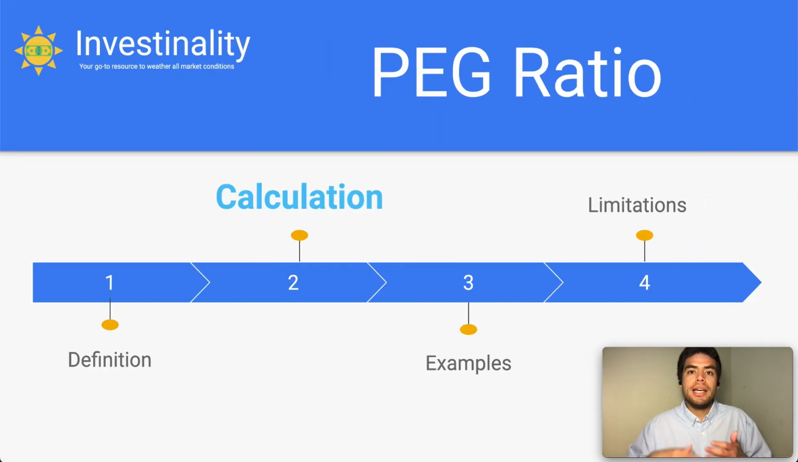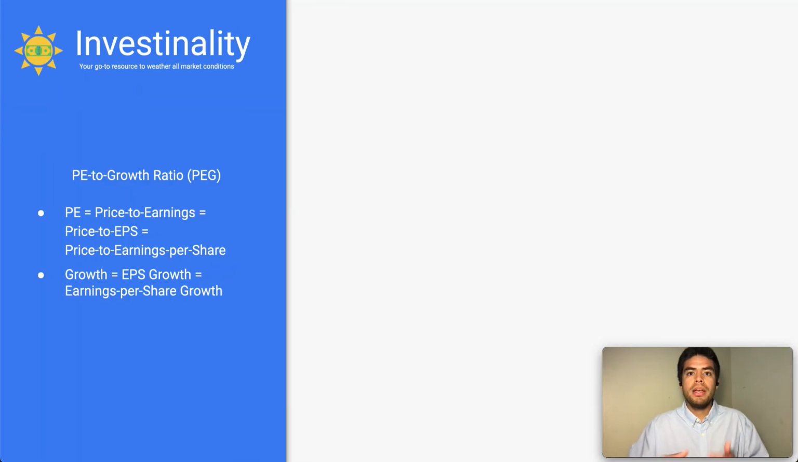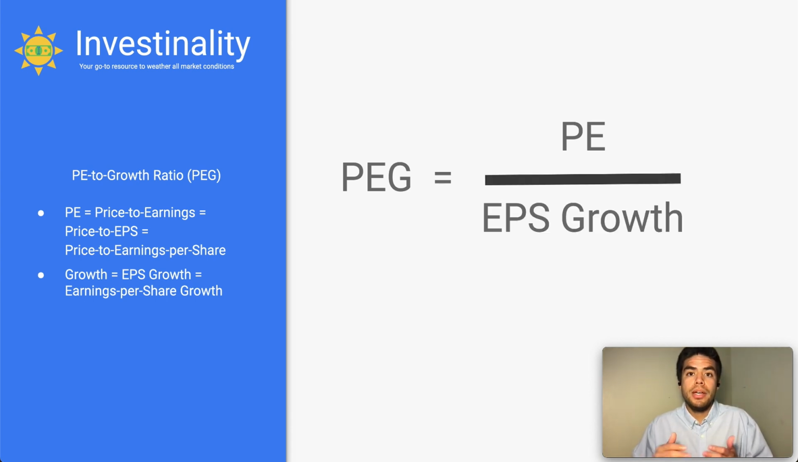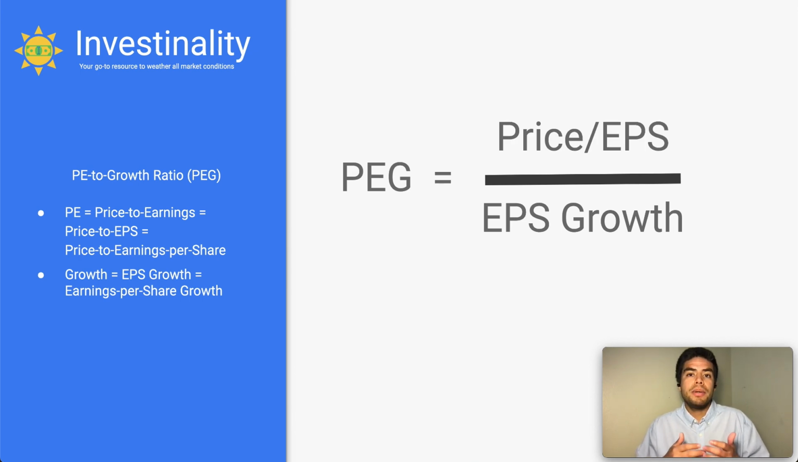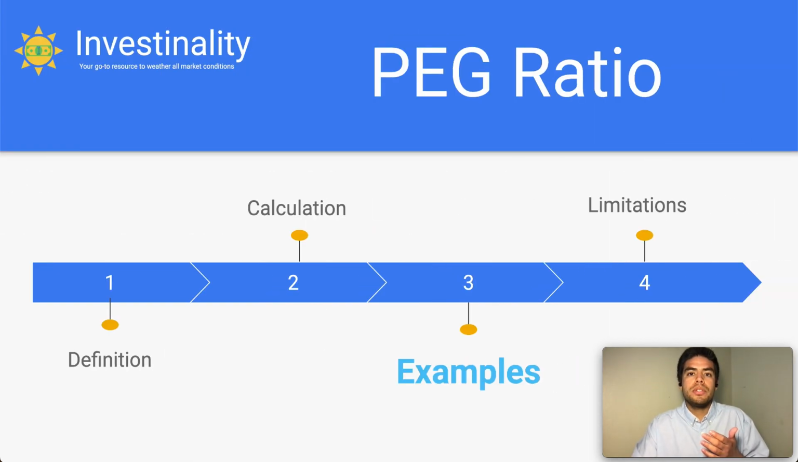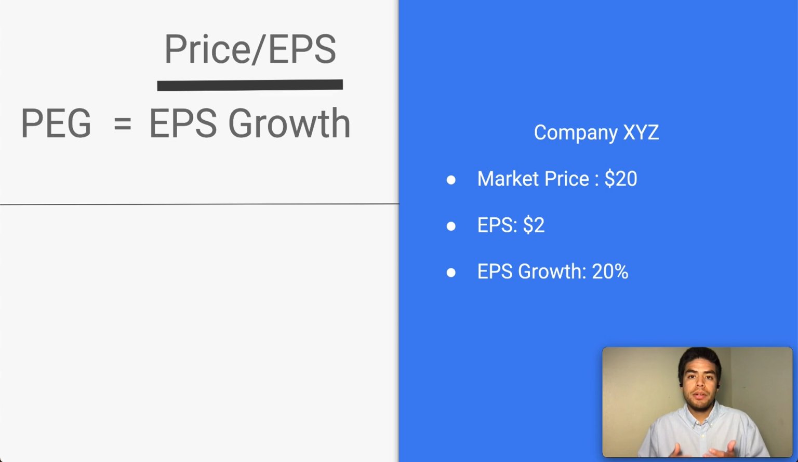Now let's look at the calculation of the PEG ratio. The PEG ratio is equal to the PE divided by EPS growth. And remember, the PE is equal to the price divided by the EPS. Now let's walk through some examples. Imagine we have a hypothetical company XYZ. The current market price of XYZ is $20. Company XYZ has an EPS of $2. Company XYZ also has an EPS growth of 20%.